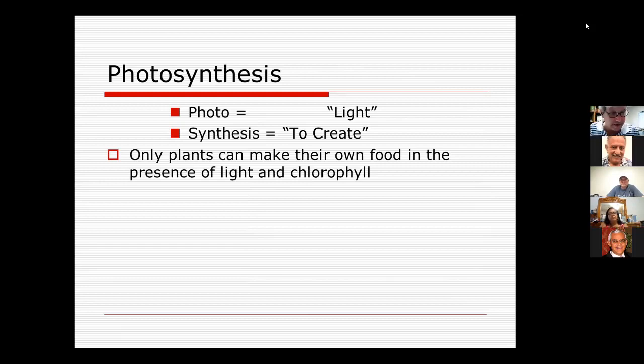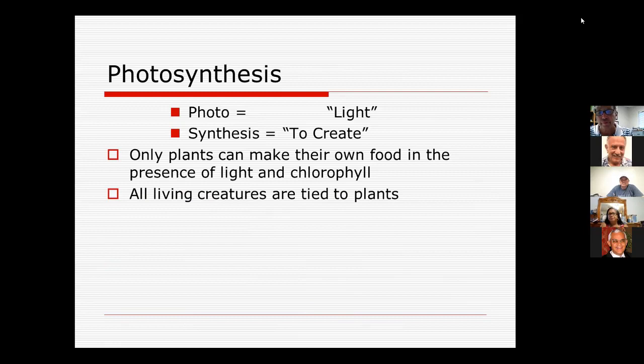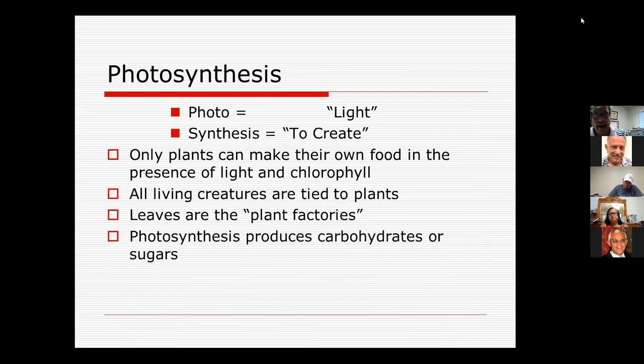So that's the first thing I want you to know about photosynthesis. All living creatures are tied to plants. Those leaves we talked about are the plant factories. That's where photosynthesis happens. We're creating carbohydrates in there. And again, the purpose of photosynthesis is to create the sugars, or create the carbohydrates. That is the reason for photosynthesis.